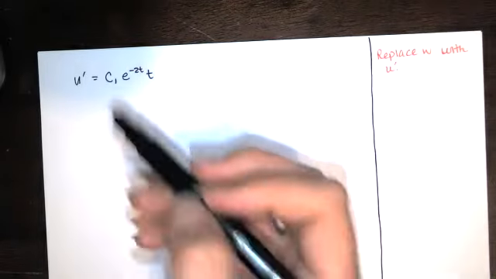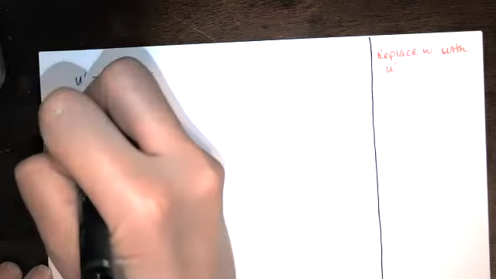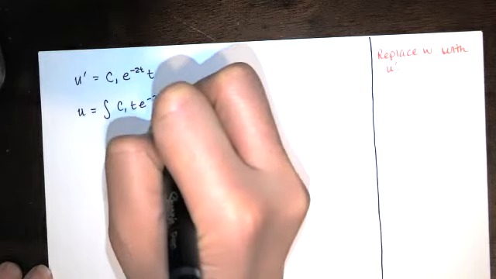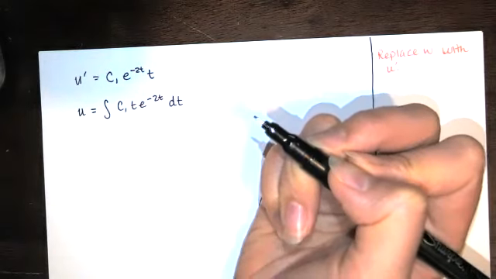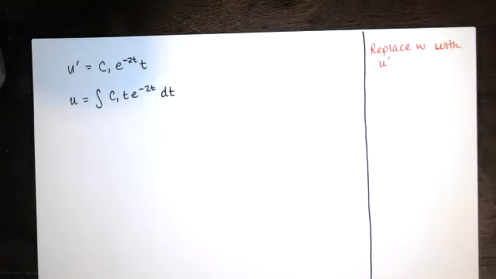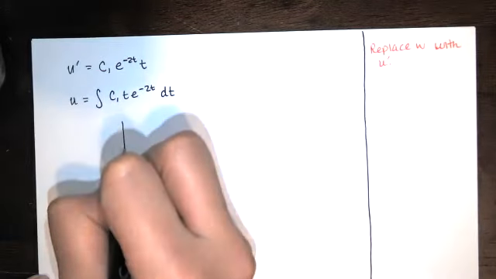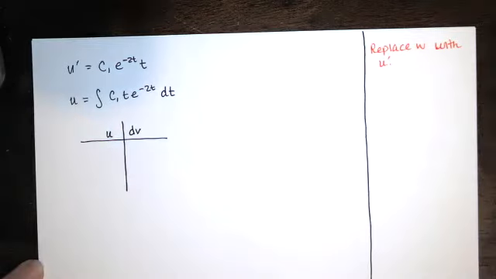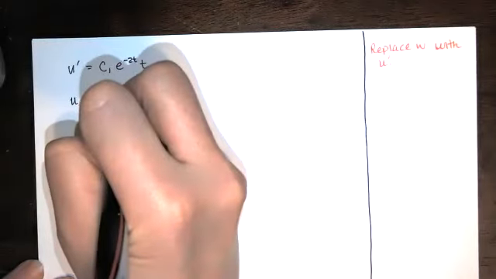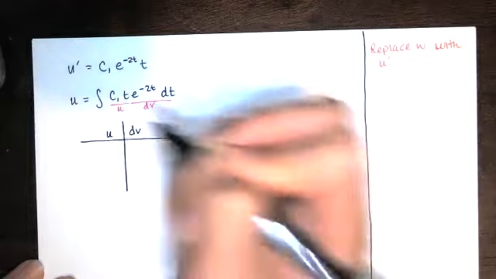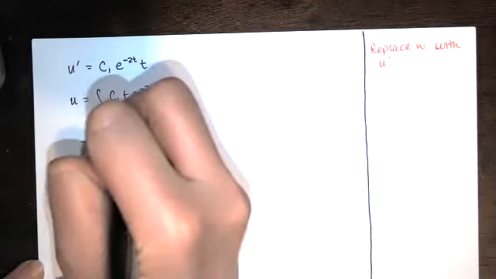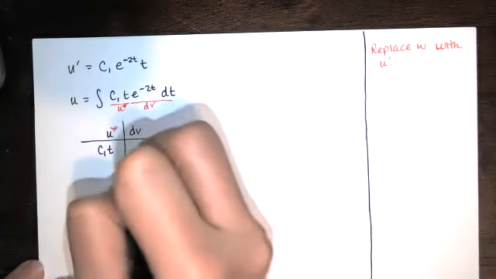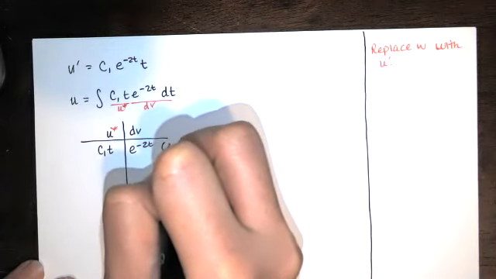All right. And if this is u prime, that means u is the antiderivative of u prime. So we'll use integration by parts. Since I've got a polynomial times an exponential, I'm going to use tabular integration. That's my u and that's my dv. Of course, this u is different from that u. So I've got a constant times t there, and dv is e to the negative 2t times dt.